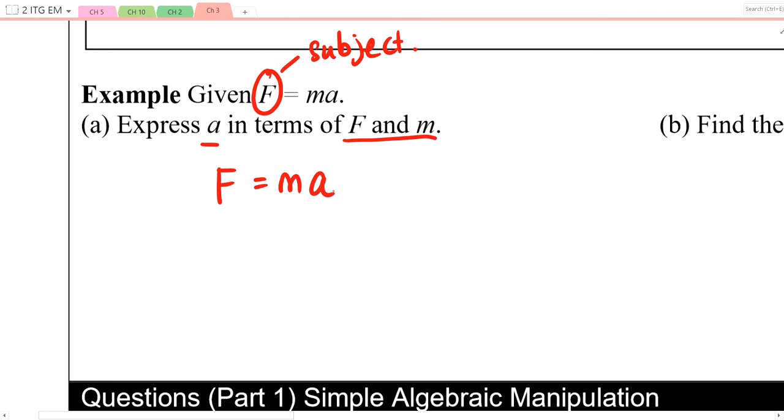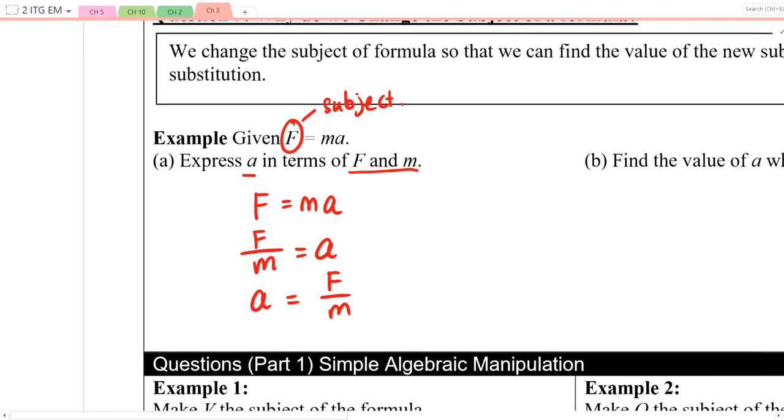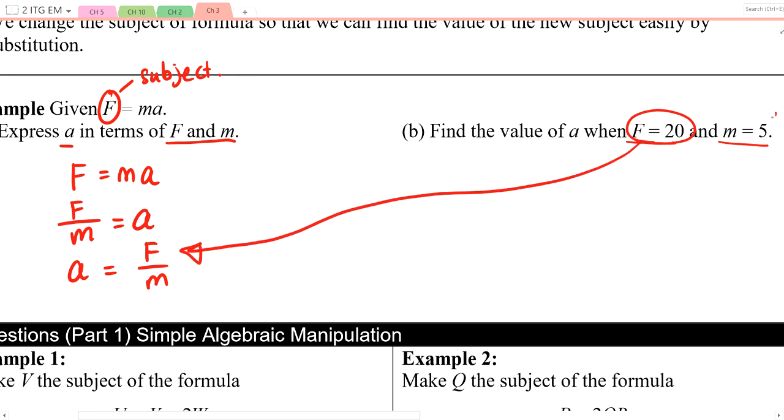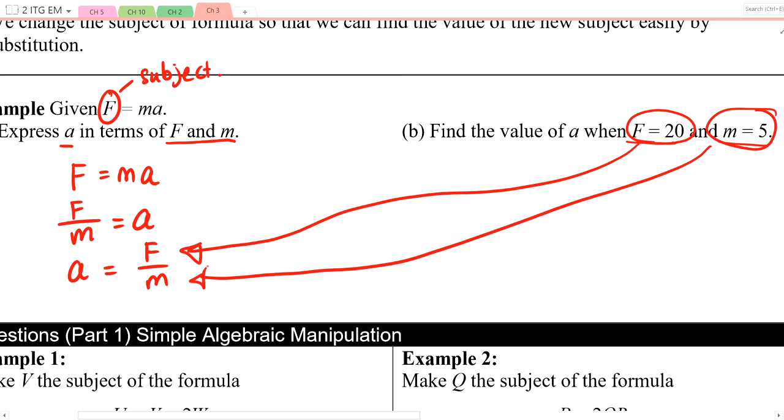We've got F equals ma. We want to divide by m on both sides, resulting in F over m equals a. Now, since we want to make a the subject, we put it on the left hand side. a equals F over m. And what this means is that if you are given the values of F and m, and you're told to find a, all you need to do is to substitute the value of F inside here, substitute the value of m here, and straight away you will get the answer for a.